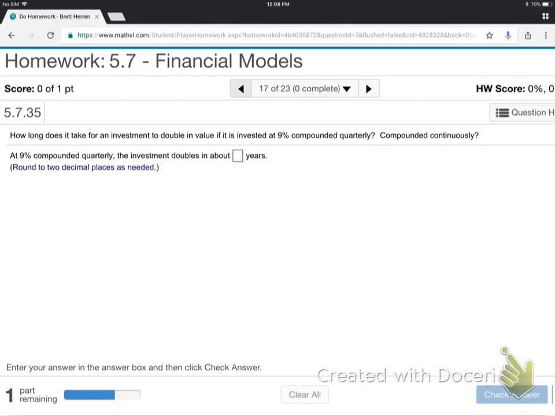All right, so here we go, number 17. Let's try that one. It's similar, but a little different. We're bringing the curveball here.